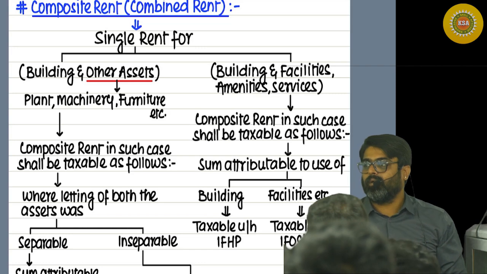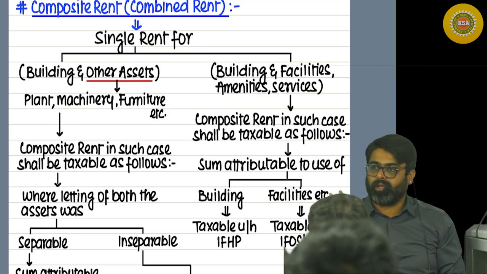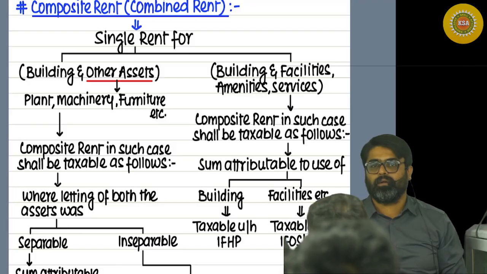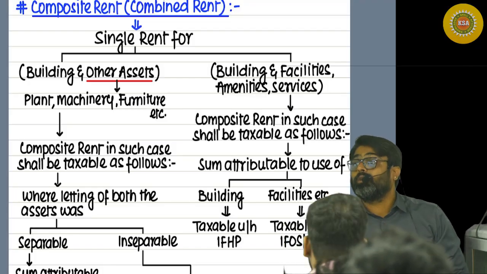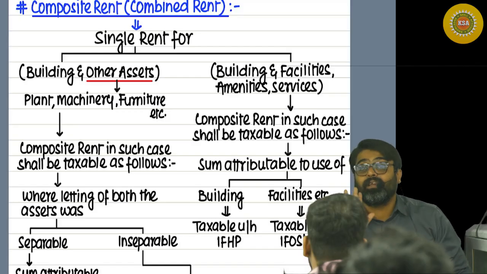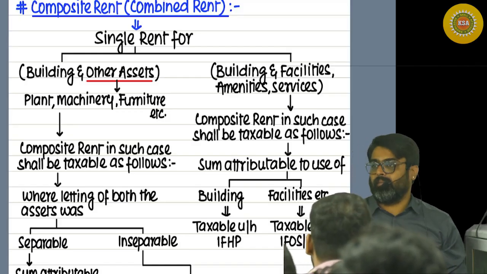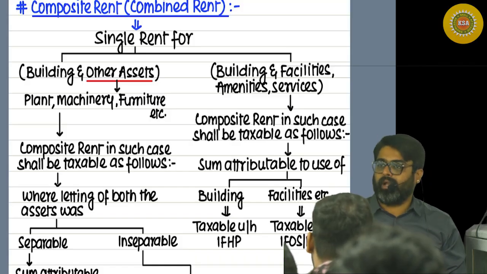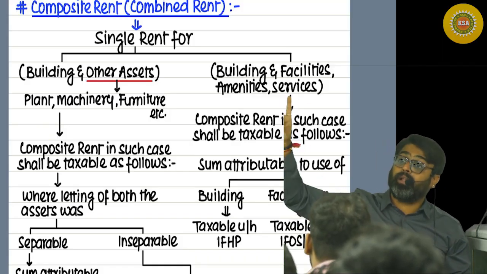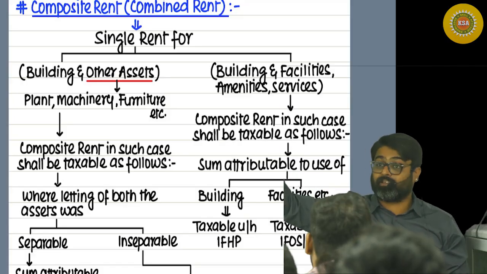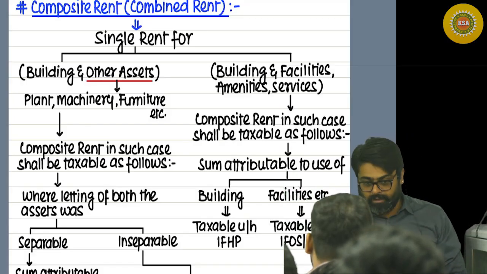Getting my point? Will you separate the rent or not? You will not separate the rent because lettings were inseparable. The entire combined amount of rent, entire composite rent, will either be taxable under the head PGBP or it will be taxable under the head IFOS, as the case may be. No need to separate the rent.